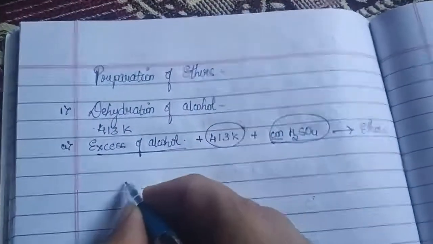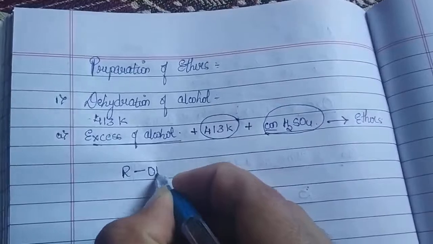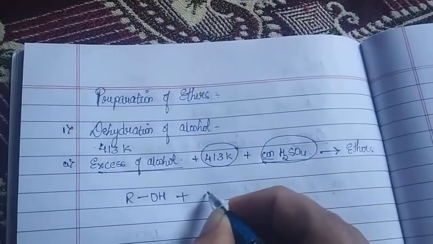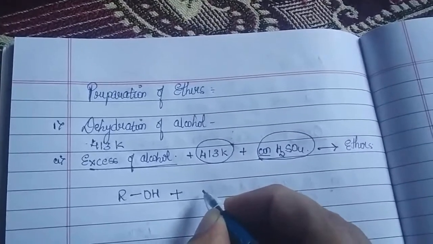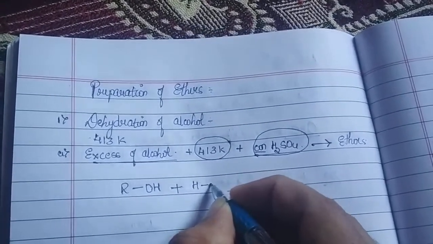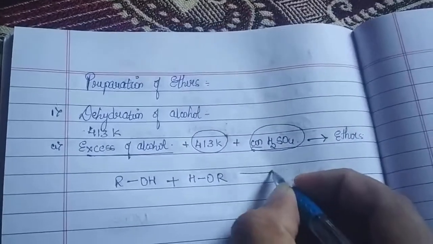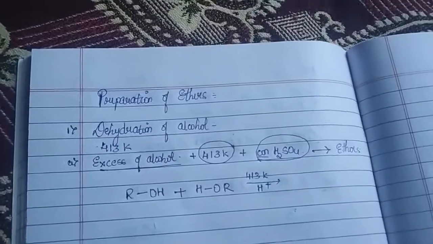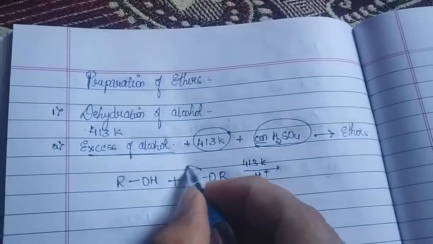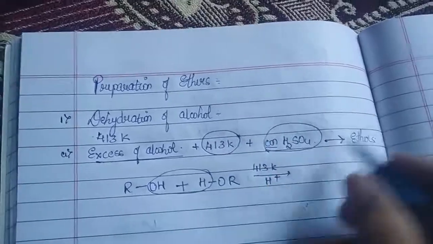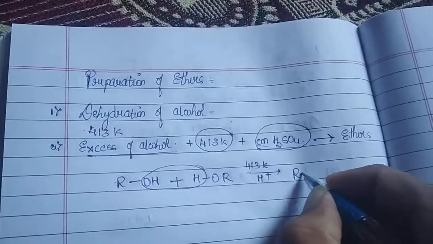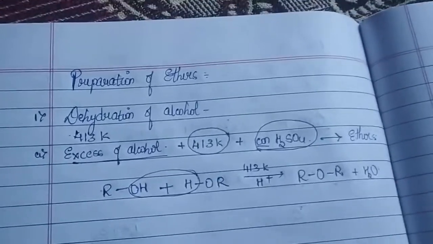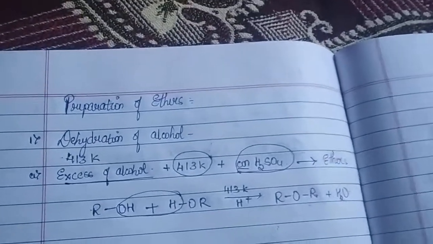So basically, if I write the general reaction, ROH is my alcohol, and I have to use 2 moles of it. So once again I am going to write it as HOR. Nearly at 413 Kelvin temperature in the presence of concentrated sulfuric acid, what happens? Water goes out. Whatever remained part is there, that will be your ether, ROR plus H2O.